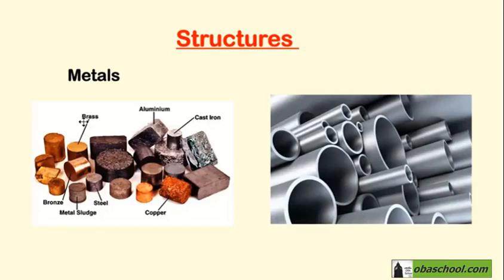It's yellow and it's used to make wind musical instruments like the flute. Another metal is aluminum, also copper, and many others. These are some types of metals.